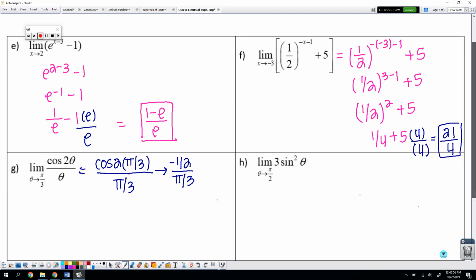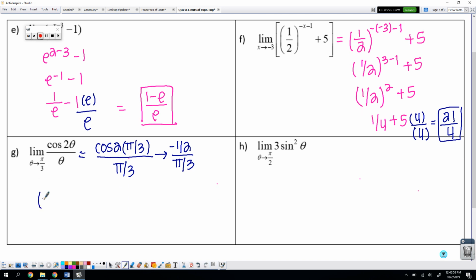So what you can do here is you can do keep, change, flip. You have negative 1/2. That's keeping that one. Change this to multiply. And then 3 pi over 2. Okay? So it gives you negative 3 pi over 4.